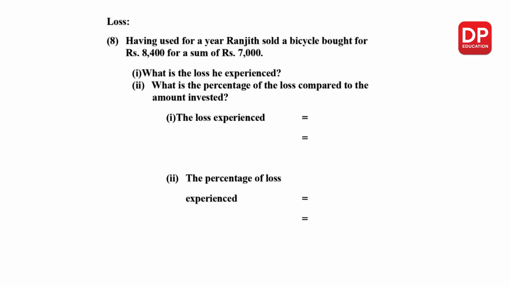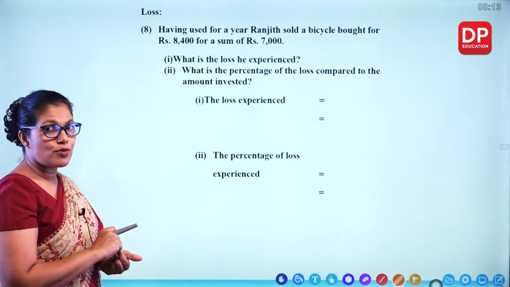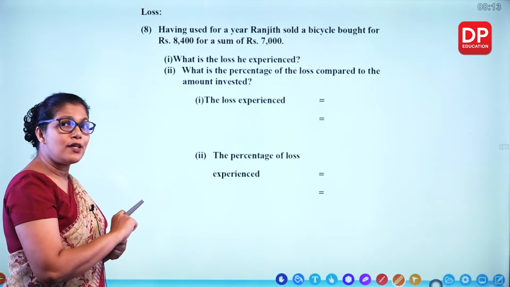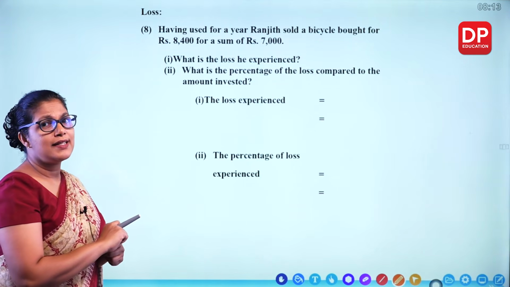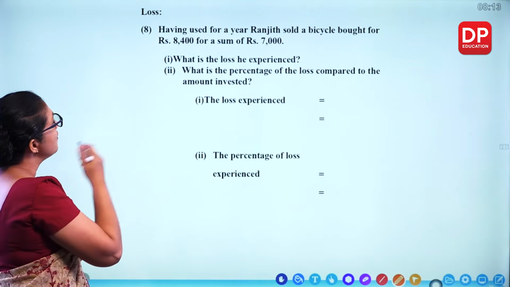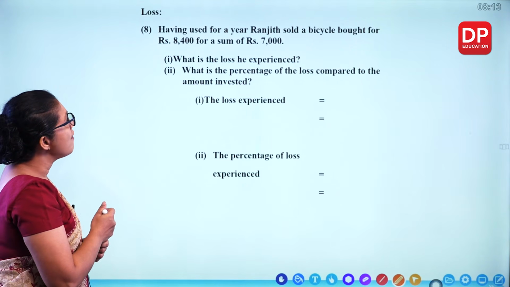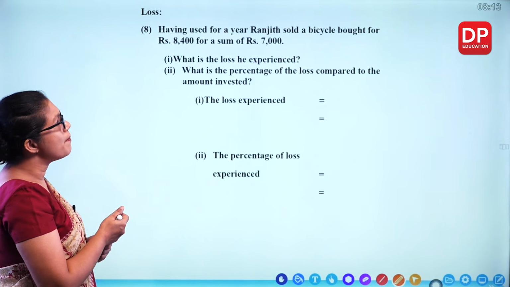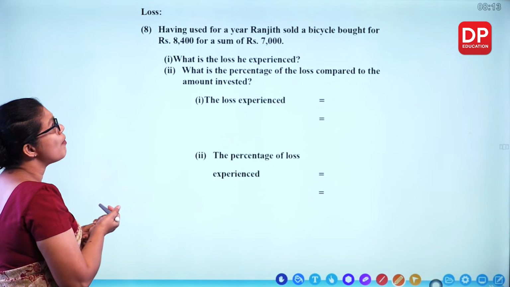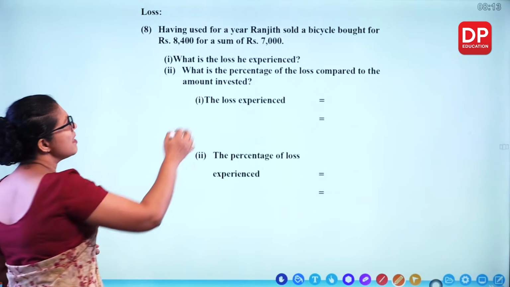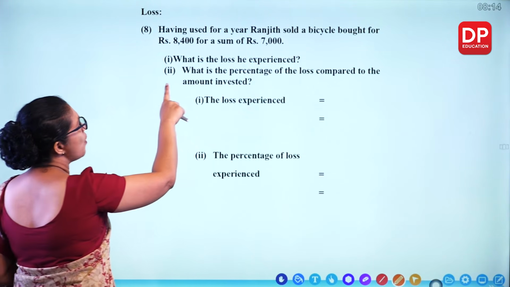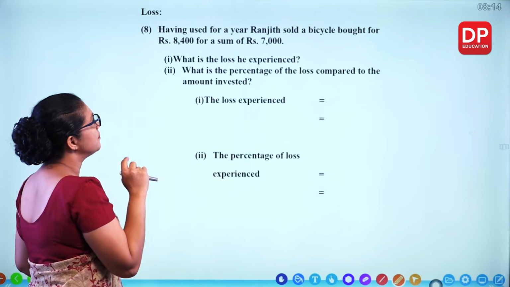Loss means, what is loss? Other way around. If you are not selling it to a value more than the buying price, you get a loss. Take this example. Having used for a year, Ranjit sold a bicycle bought for 8,400 for a sum of 7,000. So selling price is now less than the buying price. What is the loss he experienced?